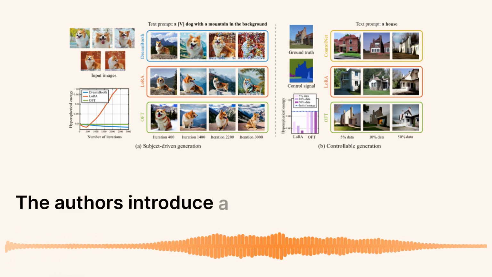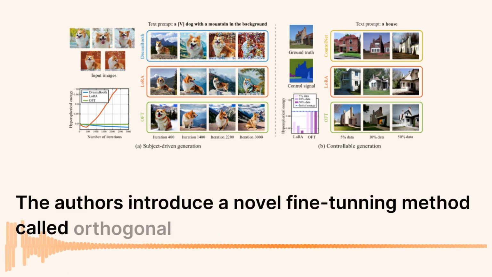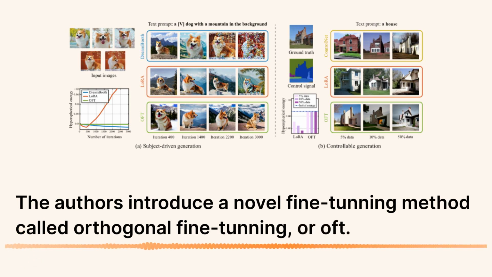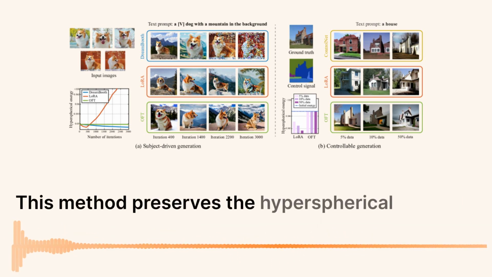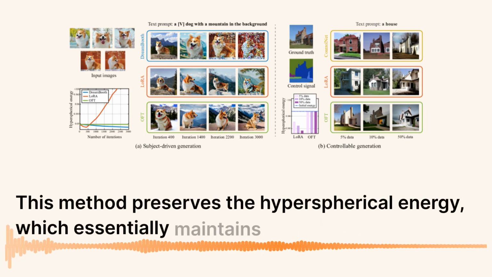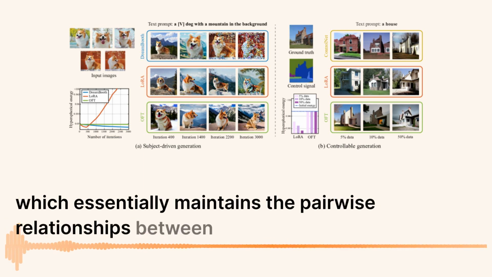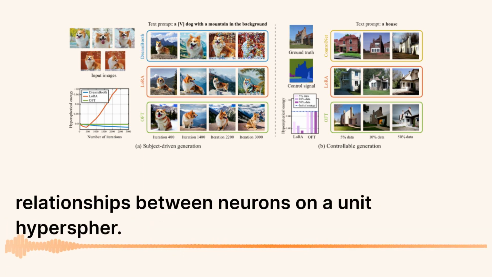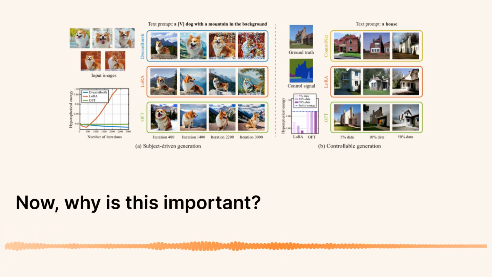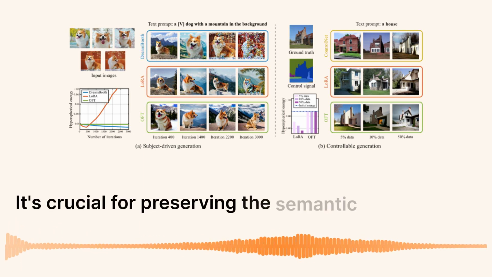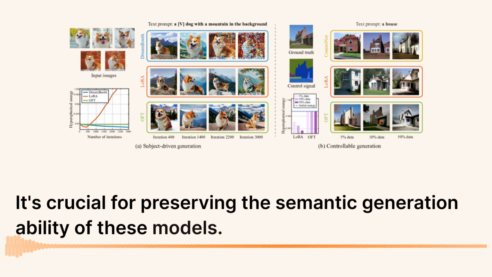The authors introduce a novel fine-tuning method called orthogonal fine-tuning, or OFT. This method preserves the hyperspherical energy, which essentially maintains the pairwise relationships between neurons on a unit hypersphere. Now, why is this important? It's crucial for preserving the semantic generation ability of these models.